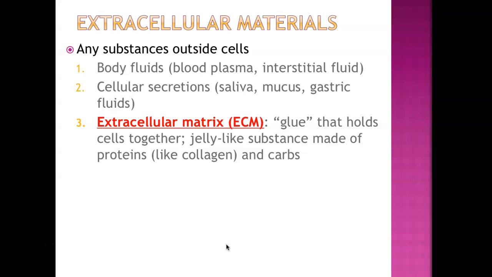So there's a jelly-like substance that's made out of proteins like collagen and carbohydrates, and there's a picture there. It's the thing that looks kind of like a barbed wire. The barbed wire looking thing is the extracellular matrix, and it is what holds cells together.